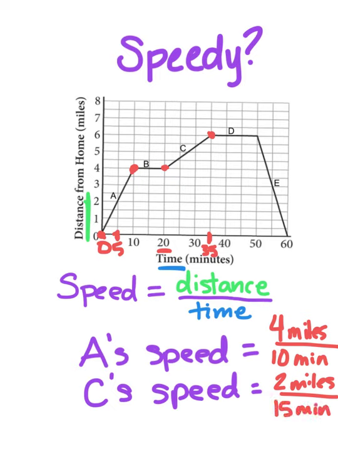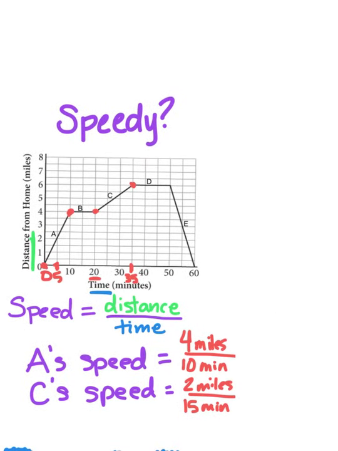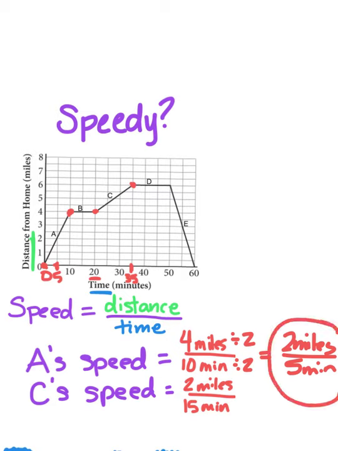Now in order to compare these properly, I want to go ahead and simplify the first part. 4 miles, if I divide that by 2 and I divide the bottom by 2, I end up with 2 miles in 5 minutes. And when I go to look at C, I notice that I can't simplify 2 miles over 15 minutes, but clearly this is much faster. In this part of it, she went 2 miles in 5 minutes, versus in the second part where she went 2 miles, but it took her 15 minutes.